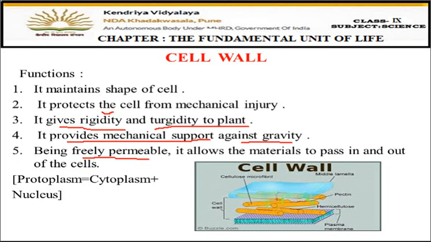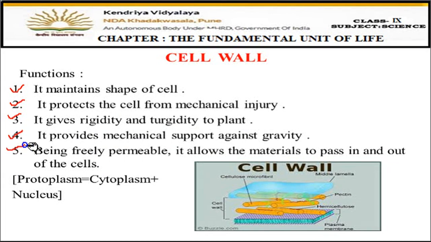Now, the cell wall is completely permeable, so it allows materials to pass in and out of the cells. So these are the five functions of the cell wall: it maintains shape, it protects the cell from mechanical injury, it gives rigidity and turgidity to the plant, it provides support to the plant, and because it is completely permeable, it allows the entry and exit of materials through the pores.